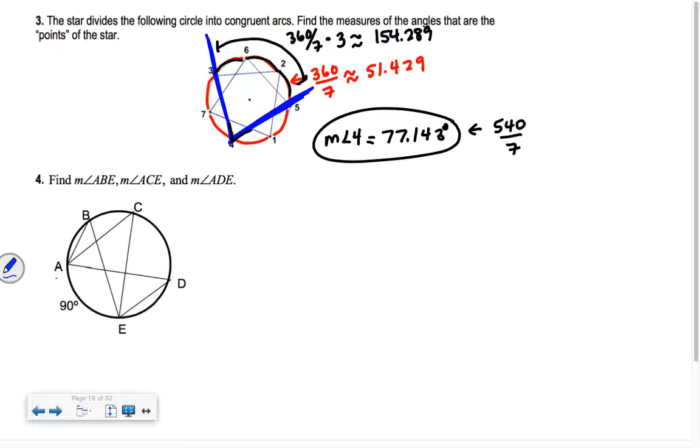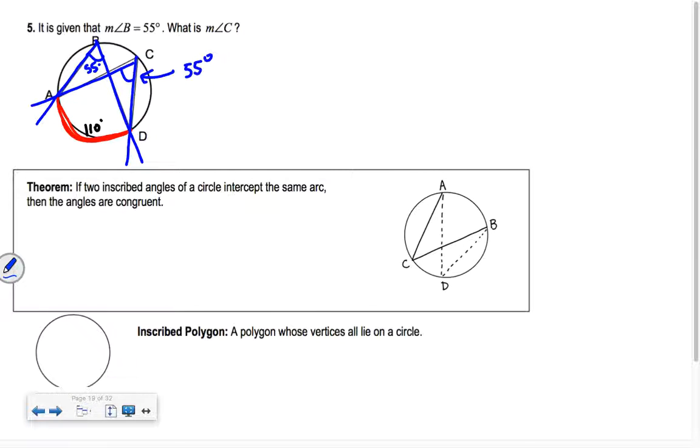Oh, were you guys on the other one? We're like, what are you talking about? All right, so that's a theorem. So if two inscribed angles intercept the same arc, then those two angles have to be congruent. So if they have the same part that Pac-Man's eating, then this and this have to be the same.